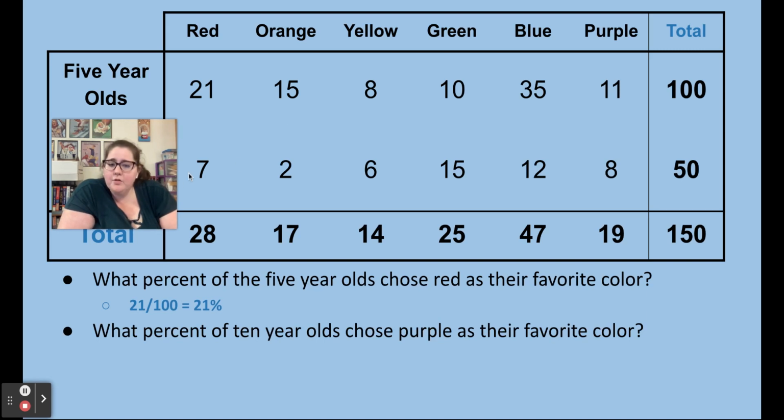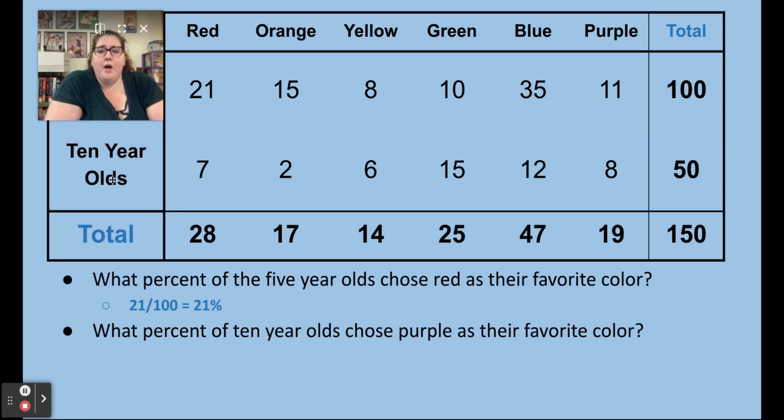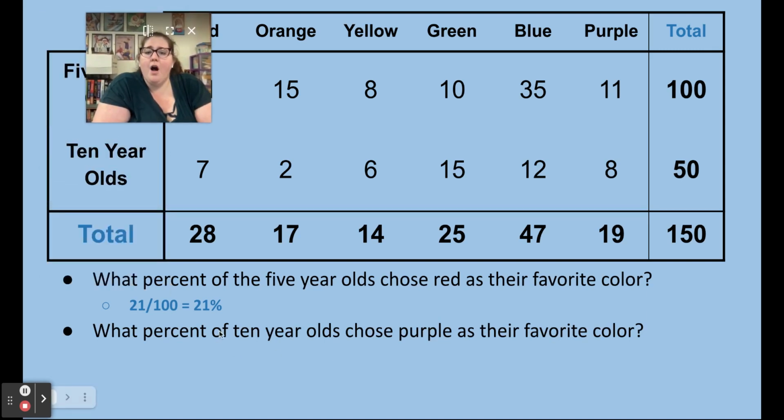What percent of 10-year-olds chose purple as their favorite color? So now I only care about 10-year-olds. So of the 10-year-olds means I only care about that bottom row. 8 chose purple out of 50 total. So 8 out of 50, which is 0.16 or 16%.